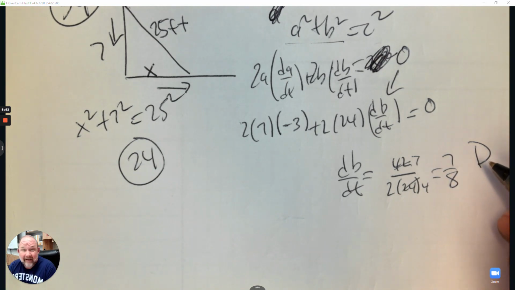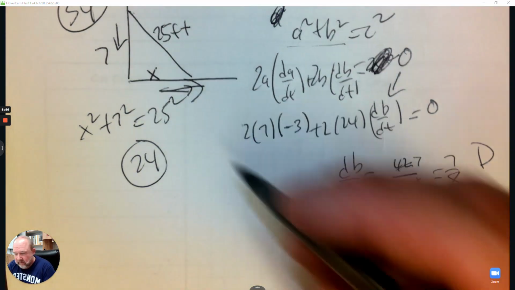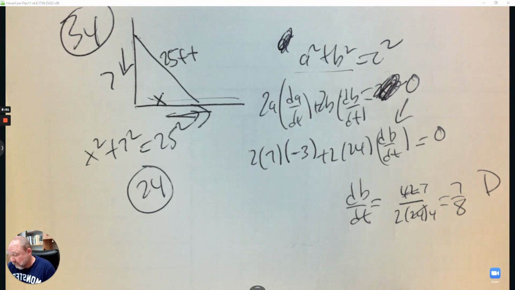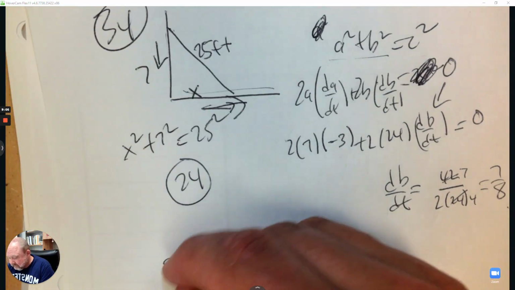I know the answer is not negative because the bottom of the ladder is increasing. So as it falls down, this is increasing. So it can't be a negative rate. So I know A and B are wrong. And then I got the answer. Good. 37.